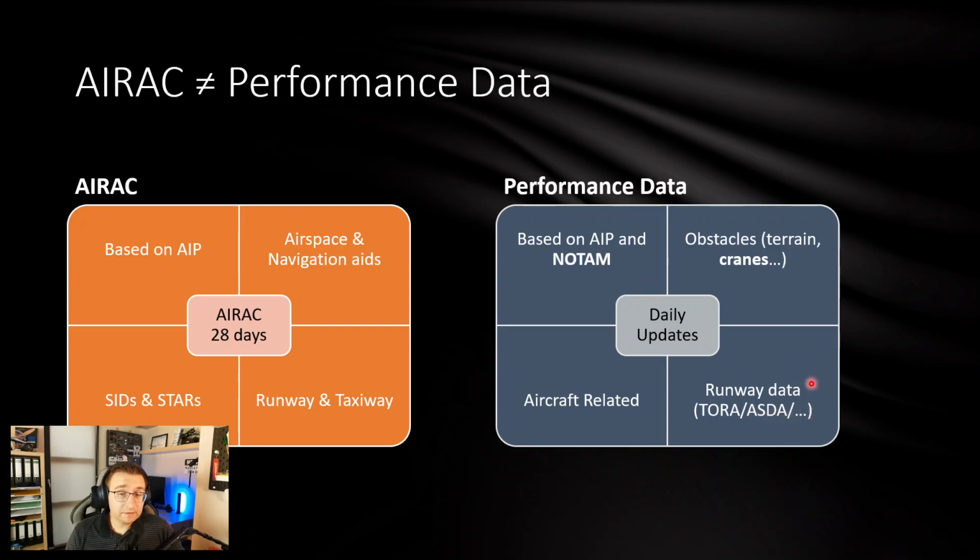Obviously, we also need the runway data, pretty much similar to the ERAC. So it's about TORA, ASDA, landing distance available, slopes, and so on. And most importantly, it has to be aircraft related. We're going to talk about this in depth in the next slides, but basically what I mean here is that each aircraft must have its own obstacle clearance for its own engine failure procedures.